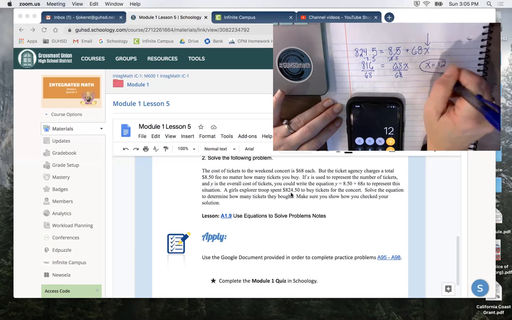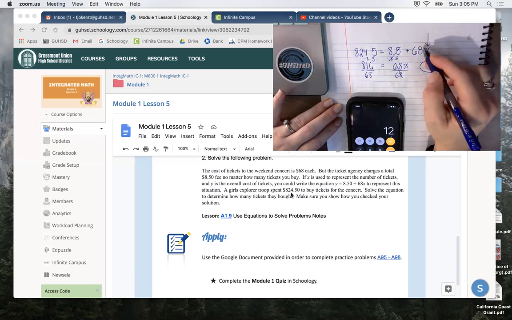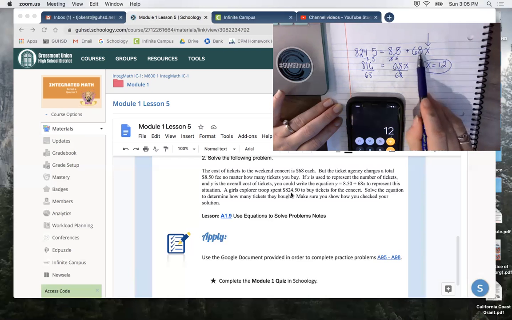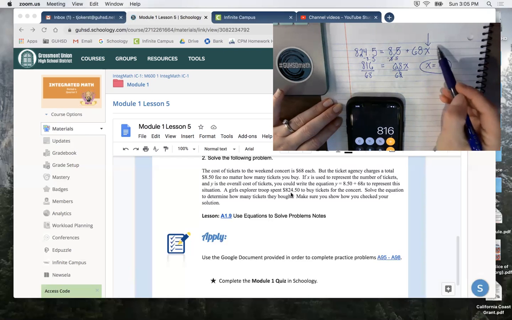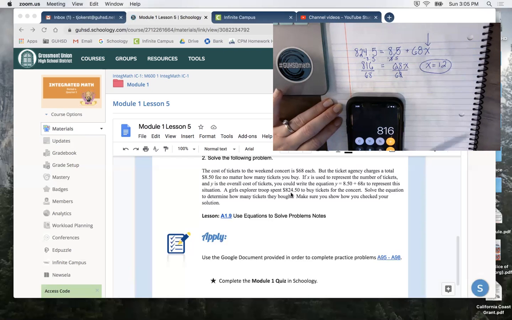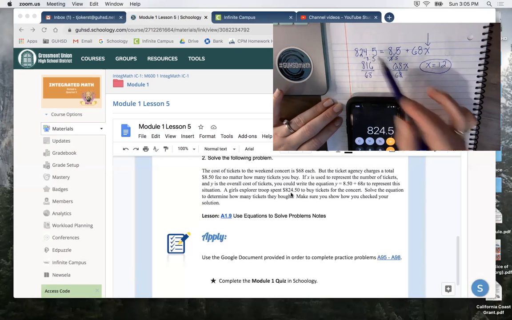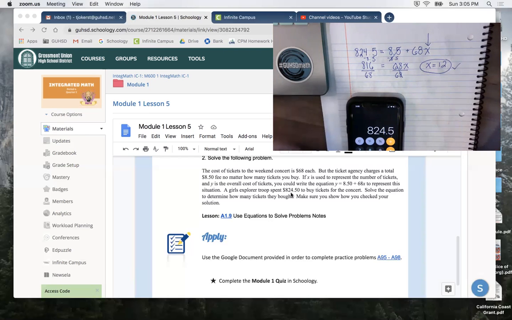I never will leave these without double checking to make sure that I've done my math correctly. So I'm going to plug it in here. I'm going to take my 68 times my 12 tickets, 12 Girl Scout tickets. That's $816, but I need to add the $8.50 convenience fee. And sure enough, 824.50 is equal to 824.50. And we know that we did that correctly. It means that there are 12 Girl Scouts in this troop.